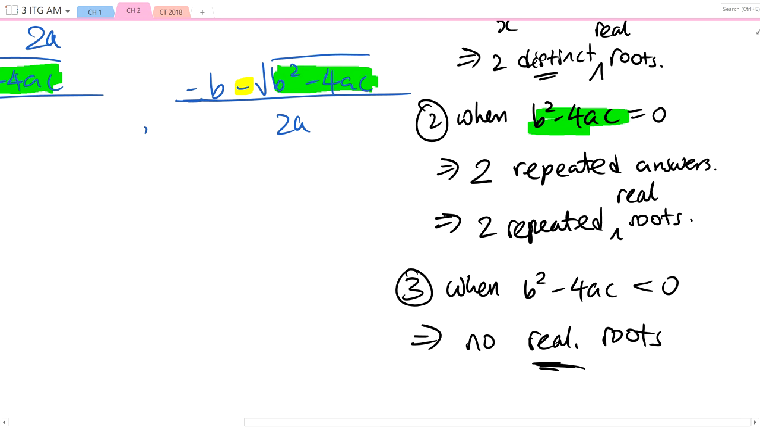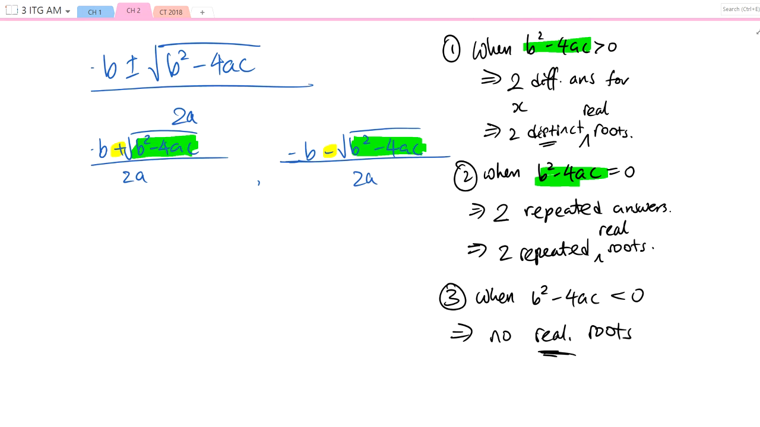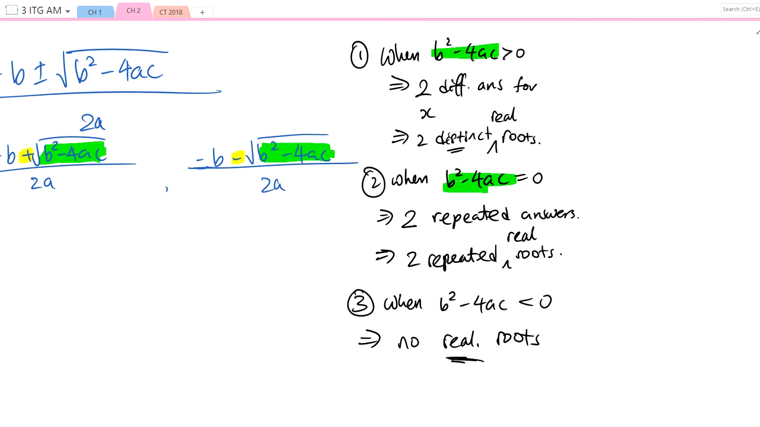Why do you want to say no real roots? Why don't they just say no answer? Sounds good. Not just that, no real roots implies that there are imaginary roots. That is not in our syllabus, but just note that these are the terms that we will be using. So now, these three cases, are they easy to follow? Easy? Okay, that's a big chunk of this topic already.